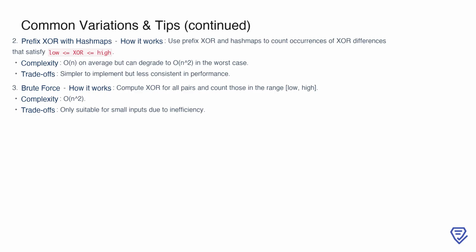Finally, there's the brute force approach, where you directly compute XOR for all possible pairs and count those that fall within the range, low, high. This has a time complexity of O(n squared), making it impractical for larger inputs. Brute force is only suitable for small arrays due to its inefficiency. Each of these approaches has its strengths and weaknesses, and understanding their trade-offs is essential for selecting the right one based on the problem constraints.